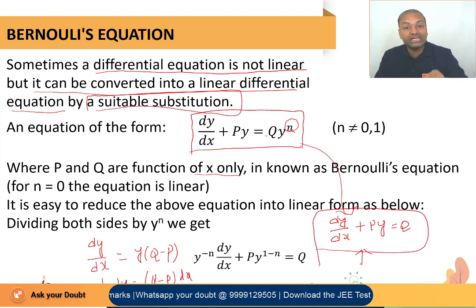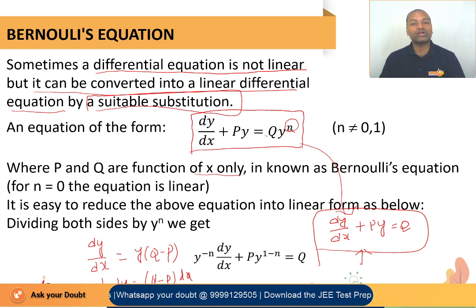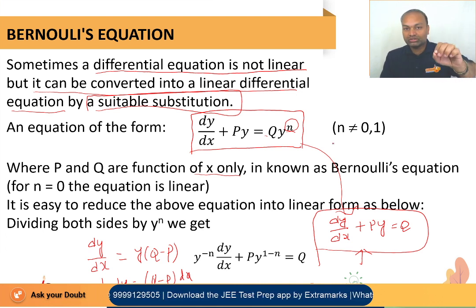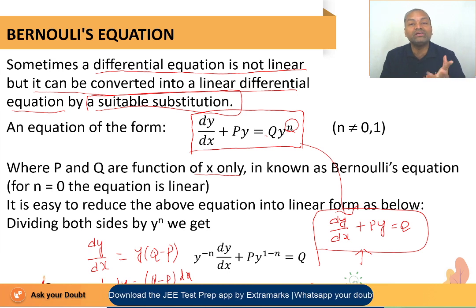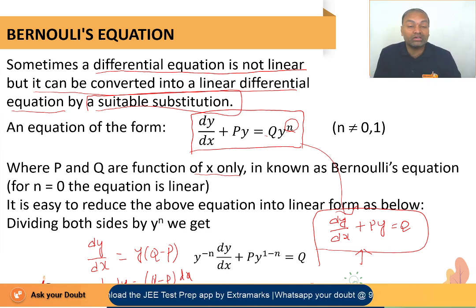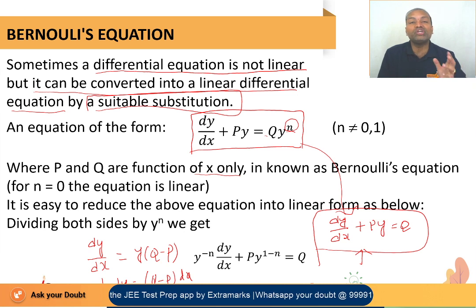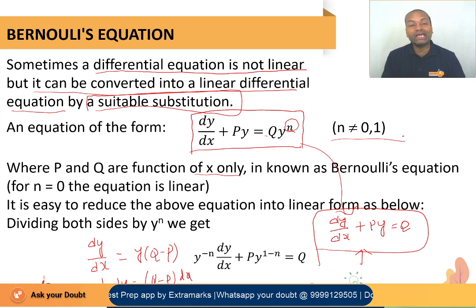This is of variable separable type. Then you can simplify this equation using the variable separable method. Understood? That is why we are not taking 0 and 1 here. Right? So briefly again I am telling, if n is equal to 0, then this equation becomes a linear differential equation. If n is equal to 1, then we can solve that equation by using the variable separable method. That is why we are writing n not equal to 0 comma 1.